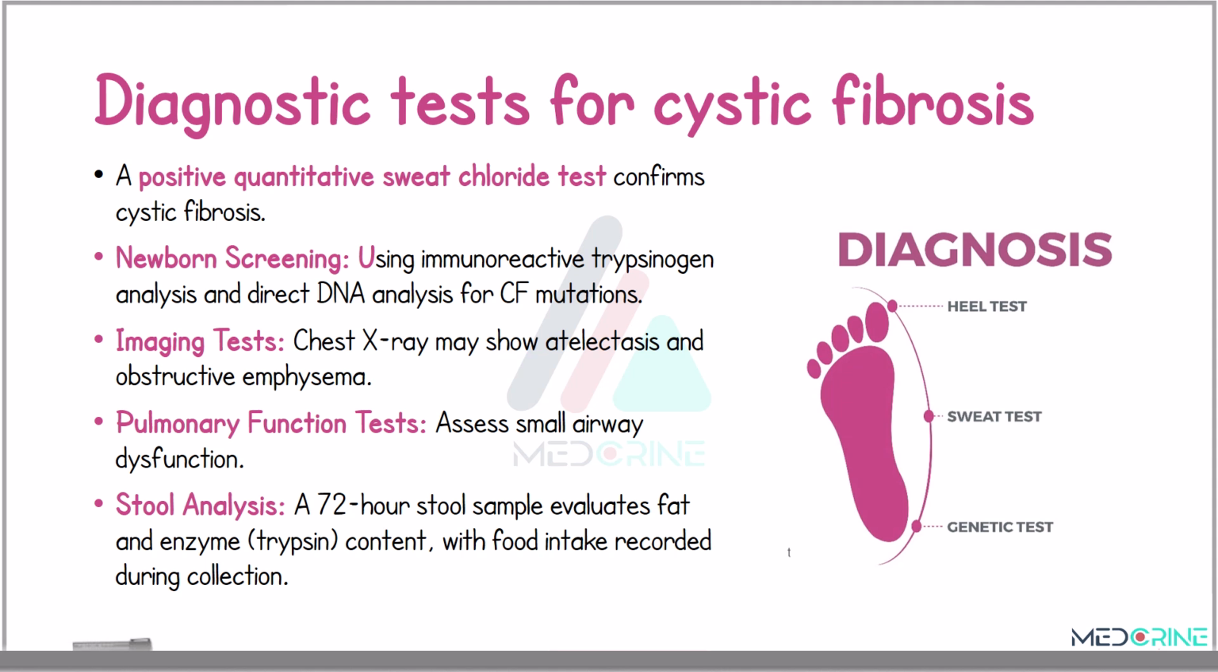The diagnostic test for us to diagnose cystic fibrosis is a positive quantitative sweat chloride test, which we have discussed earlier on, and this is the confirmatory test for cystic fibrosis. We can as well do a newborn screening using immunoreactive trypsinogen analysis and a direct DNA analysis from cystic fibrosis mutations. Imaging tests can as well be done, where a chest X-ray will indicate atelectasis, obstructive emphysema, and pneumonias.